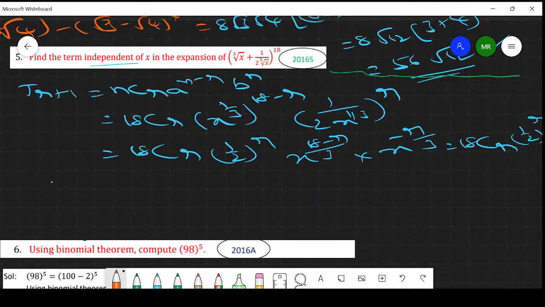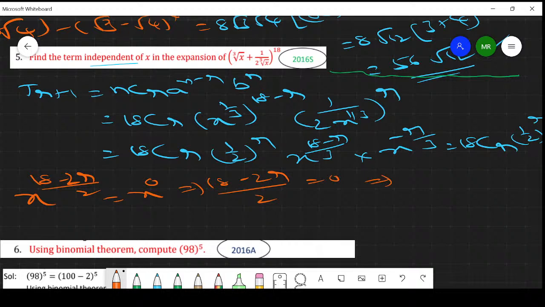Correct. X to the power of (18 minus r minus 18 minus 2r)... x power (18 minus 2r) by 2 should be equal to x power 0. So we compare exponents: (18 minus 2r) by 2 equals 0. Then 18 minus 2r equals 0, so r is equal to 9. Correct? We got the r value 9.